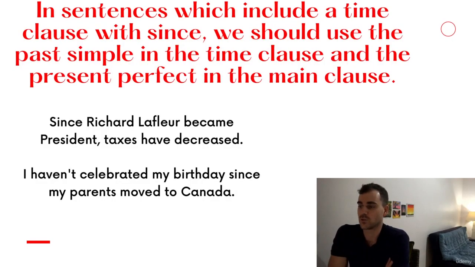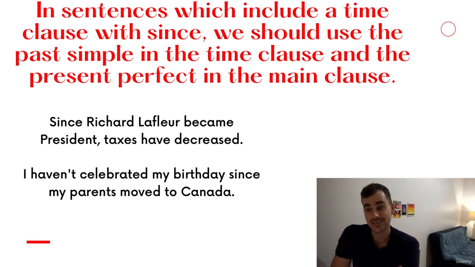In sentences which include a time clause with since, we should use the past simple in the time clause and the present perfect in the main clause. Let's look at the example. Since Richard Lafleur became president, taxes have decreased. The first part of the sentence includes since, and the second part has the present perfect. Since Richard Lafleur became president, taxes have decreased.